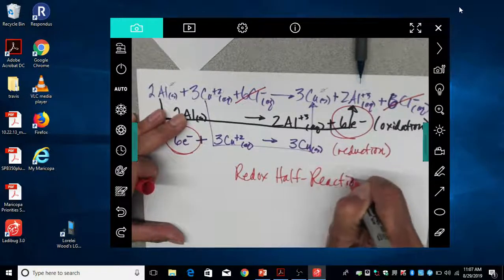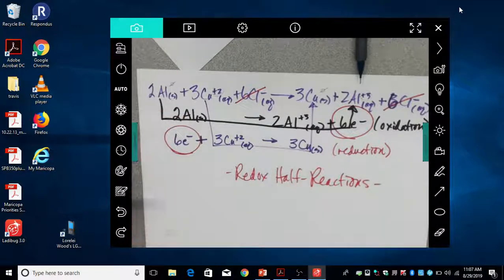This is a skill you are expected to know when you walk into Chem 152. They expect you to know how to write redox half reactions. That's why we spend a whole week in lab doing this, and you could be writing lots of redox half reactions with your lab teacher. All right, so redox half reactions, when you're looking at the electrons, that is sometimes confusing.